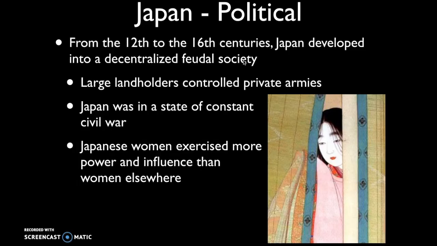In this period, Japan's women are going to exercise more power and influence than women elsewhere. So if we're trying to identify some of the differences between China and Japan during this period, whereas women were having their feet bound in China, women in Japan, again, were exercising a little bit more influence. And this makes them similar to women, for example, in the Mongol Empire and women in West Africa, who also had a little bit more influence in terms of political decision making.